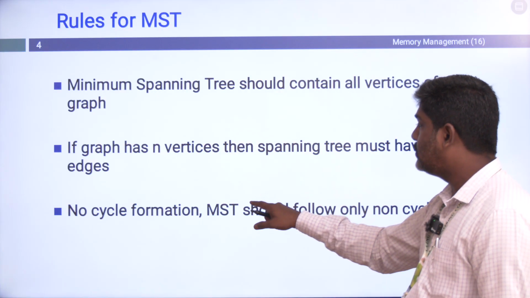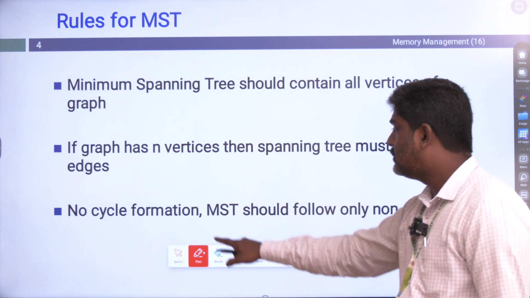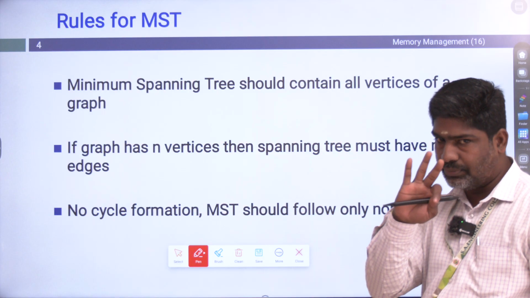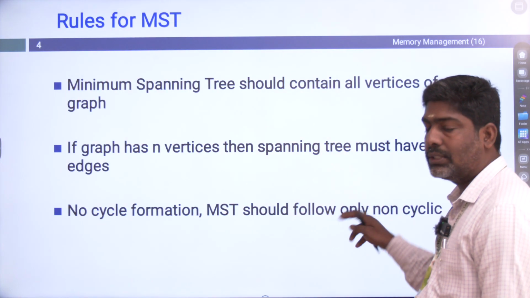And this is the third rule: there should not be any cycle formation for a minimum spanning tree. Okay, these are the 3 rules we need to follow. Let me move to the next slide.